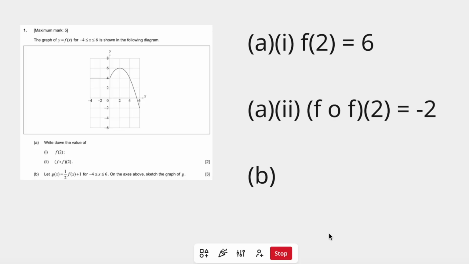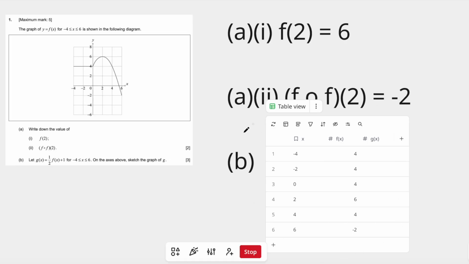For part B, we have a transformation question involving scaling and translation. The easiest way to solve this question would be to draw out a table and compute the new values of the transformed graph and plot them on the graph. So, looking at this table, we have the original graph values from the provided domain, and now we just need to apply the transformation to calculate the new values.